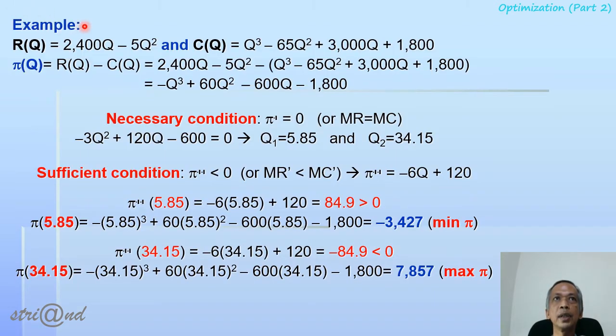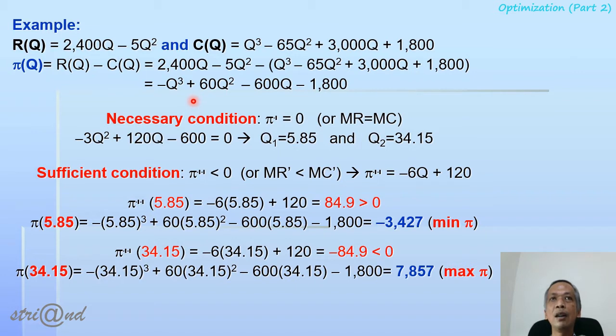This is the example that we're going to see the application for maximizing profit. This is the revenue equation, 2400Q minus 5Q squared. And this is the cost equation, Q cubed minus 65Q squared plus 3000Q plus 1800. And then we can find the profit function, the revenue here, which is coming from here, minus the cost function. So this is the profit equation: minus Q cubed plus 60Q squared minus 600Q minus 1800.